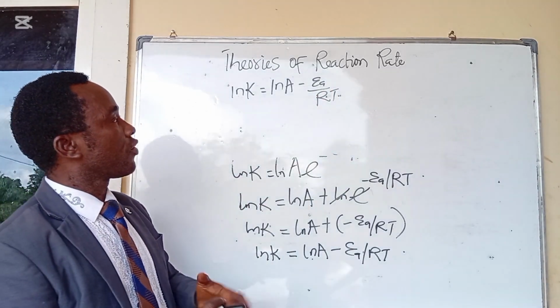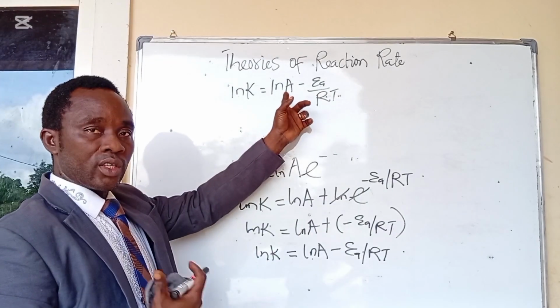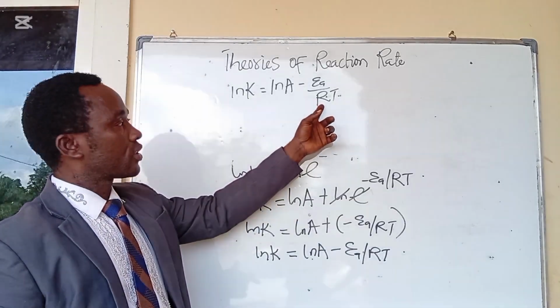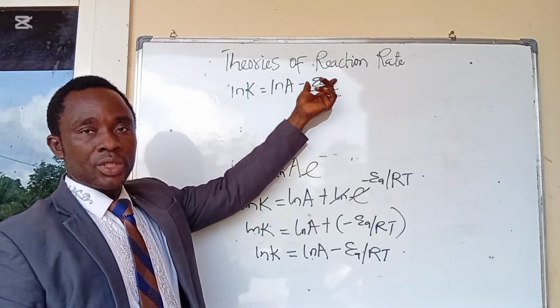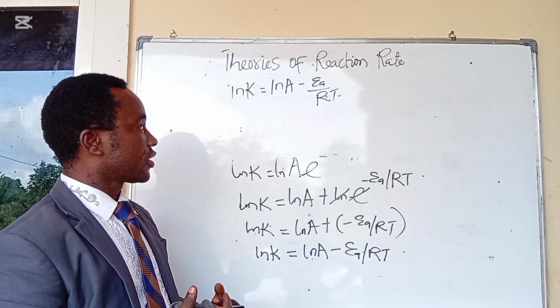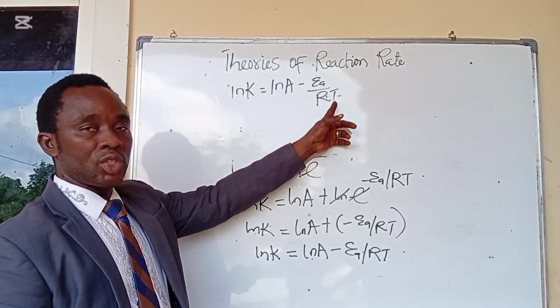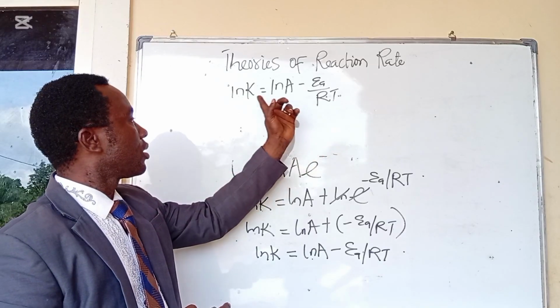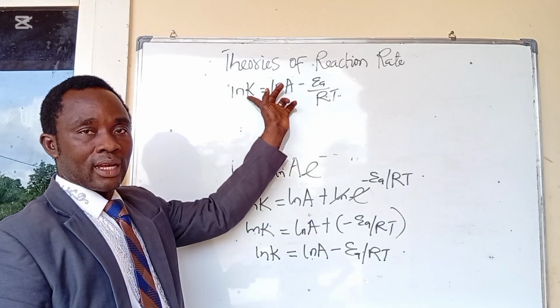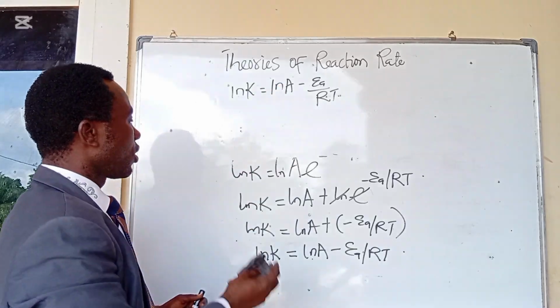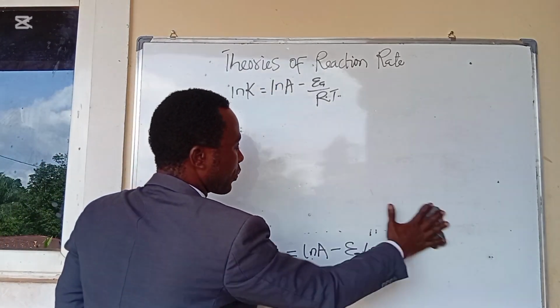Now, if you look at it, you find that A is a constant, which is the collision factor. R is also a constant. The activation energy of a reaction is a constant. The only variable that can change is temperature. When you change temperature, the rate constant changes. So that means it depends on temperature.